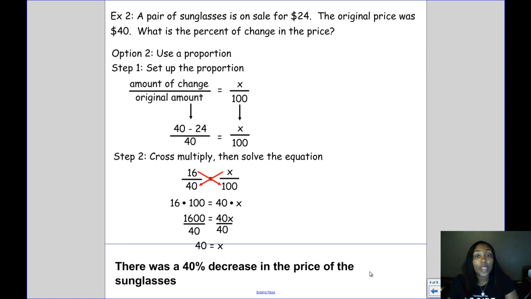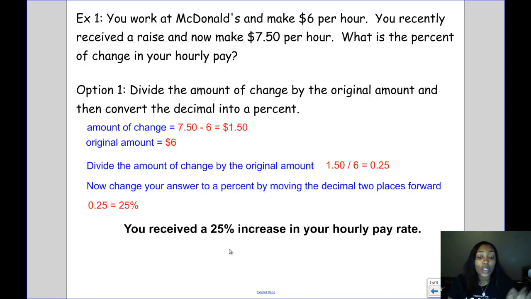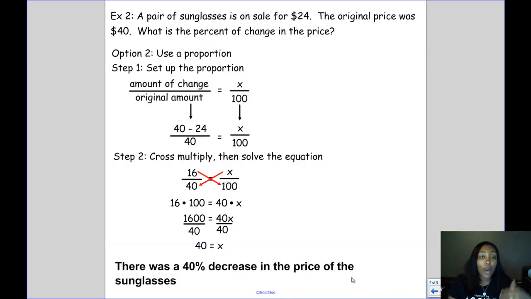So when you look back at example 1, we received a 25% increase in our hourly pay because our pay went from $6 to $7.50. So that was a percent increase. If we look at example 2, because the price of the sunglasses went down because it was on sale, we would say that this was a percent decrease. But both of them are percent of change.